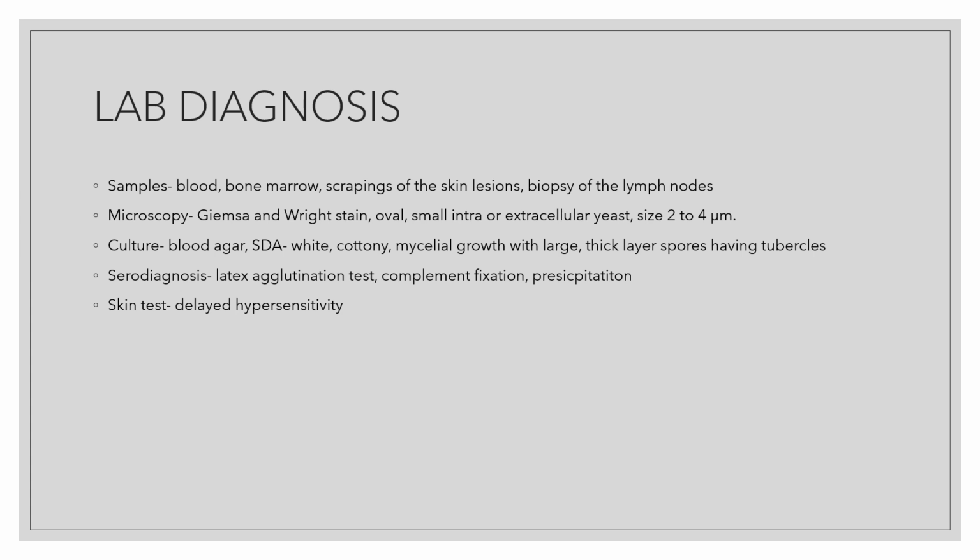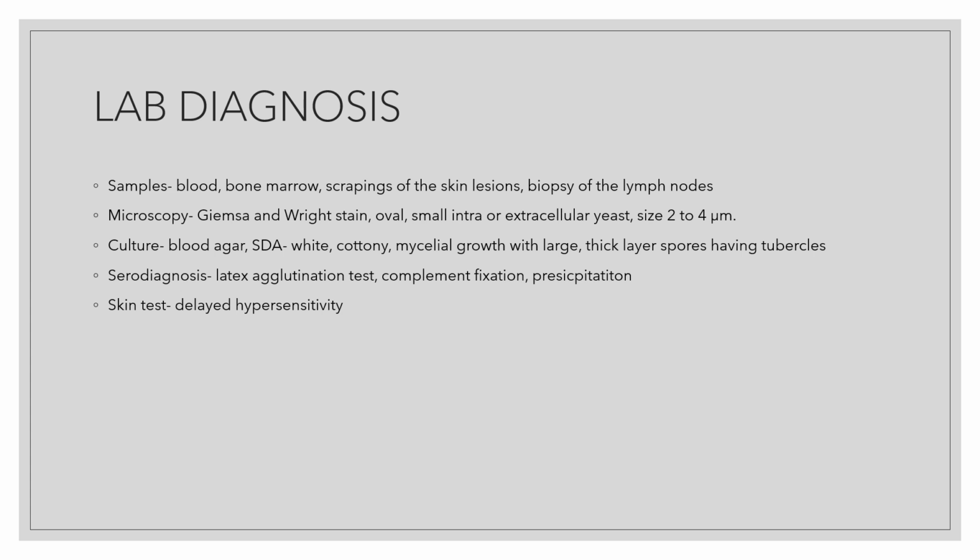Now for the culture, if you go for blood agar culture, you would have to incubate it at 37 degrees Celsius. In other cases, if you take SDA, which is the most common culture used for histoplasmosis, or other media, you would be seeing a white colony formation which would be cottony to look at, and it would have some mycelial growth with thick and large spore formation having tubercles. Tubercles means finger-like projections.